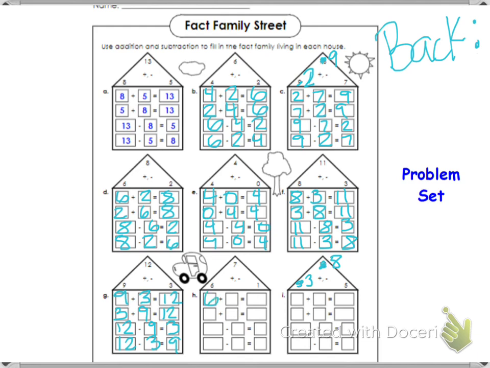This next one, 6 plus 1 equals 7. 1 plus 6 equals 7. 7 minus 6 equals 1. 7 minus 1 equals 6. This next one is 3 plus 5 equals 8. 5 plus 3 equals 8. 8 minus 3 equals 5. 8 minus 5 equals 3.